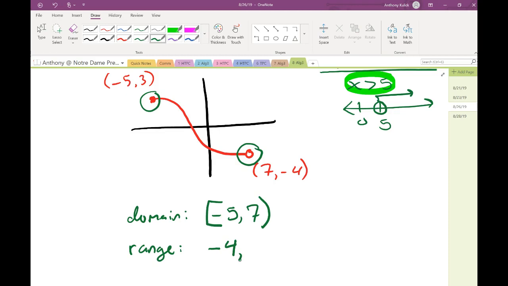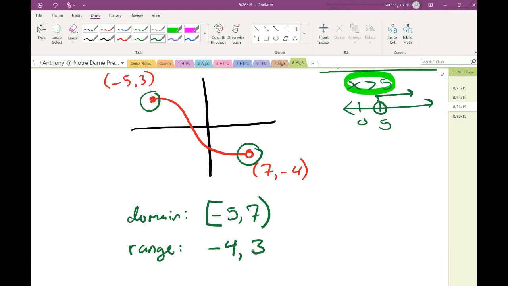To determine the upper bound, I'm going to do the same thing, but I'm going to start at the top and go down. So starting from the top, the first point I encounter is -5, 3. But since we're talking about the range, I really want just its y-coordinate, which is 3. Everybody okay there?